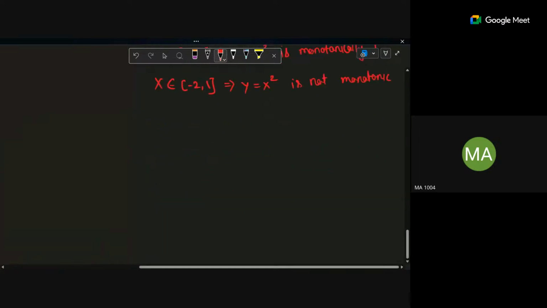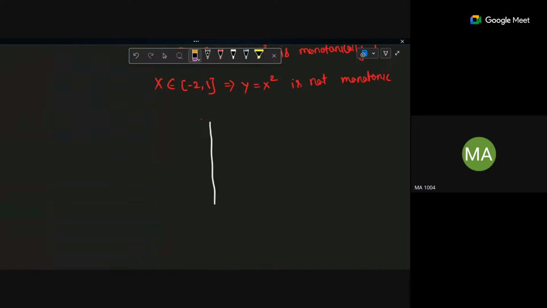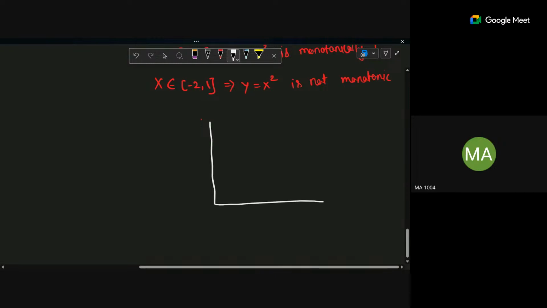For your understanding purpose only, I'm taking another example. If your graph is like a step function, you know? Yes, ma'am. Okay. So let's say the graph is like this kind of thing. Then what will you say? Is it monotonic or not? No, ma'am. Not.